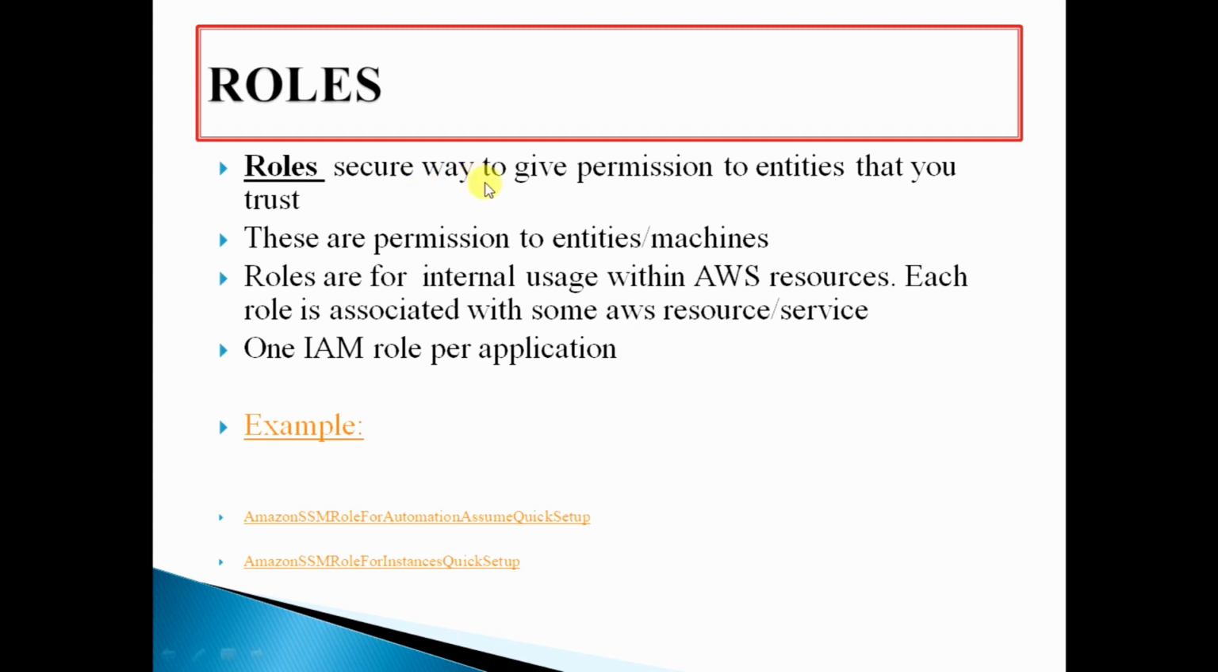So roles are for internal usage within AWS resources. Each role is associated with some AWS resource service. They have permission on entities and machines and not on users. You should remember this: these are not on users, these are on entities or machines or on services. You should have one IAM role per application. This you should remember.